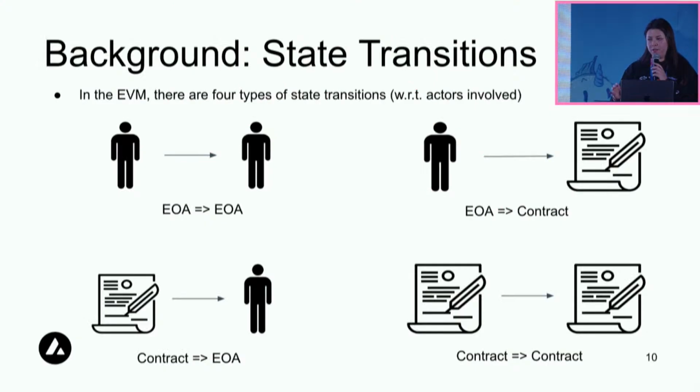So, the basics of the EVM. In order to go from one state to another state, you can have different kinds of interactions. You can have an externally owned account interacting with another externally owned account, such as just sending a balance of the native token. You can have interactions between contracts, with contracts calling other contracts as well. For this specific case, we will be focusing on contracts.